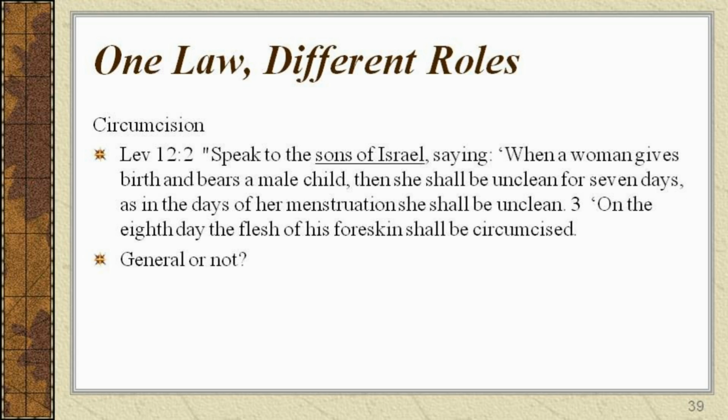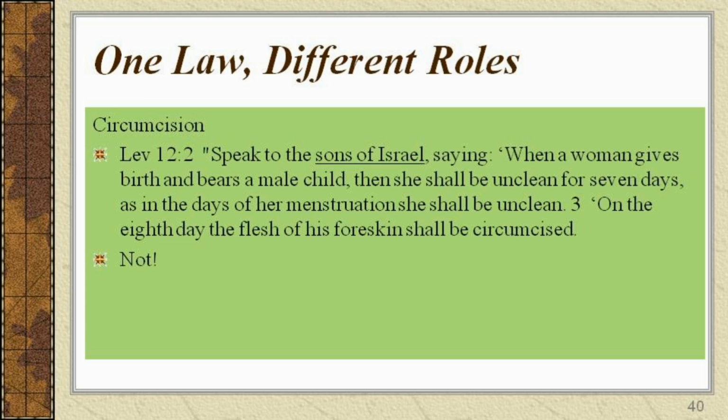In Leviticus chapter 12, verse 2, God told Moses to speak to the sons of Israel, saying, "When a woman gives birth and bears a male child, then she shall be unclean for 7 days, as in the days of her menstruation she shall be unclean. On the 8th day the flesh of his foreskin shall be circumcised." Based on what we just read, is this commandment general or not? It is not general. This law specifically applies to the sons of Israel.